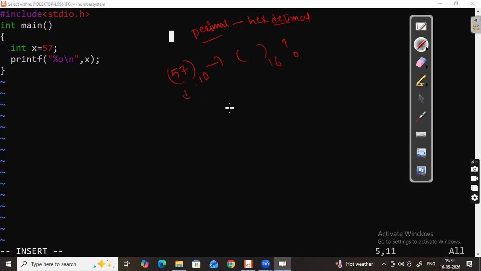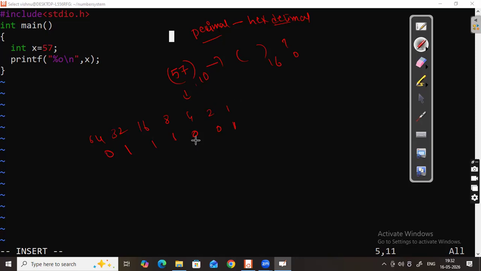So what is decimal style? It follows powers of 2: 1, 2, 4, 8, 16, 32, 64. So what is the nearest number to 57? 32. 32 plus 16, 48. 48 plus 8, 56. How much left? 1 left. So 1 itself. Remaining all are zeros. This is decimal style.